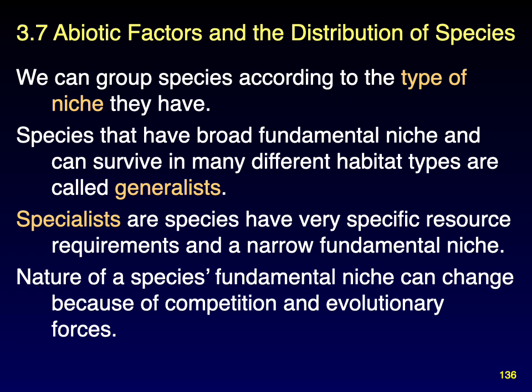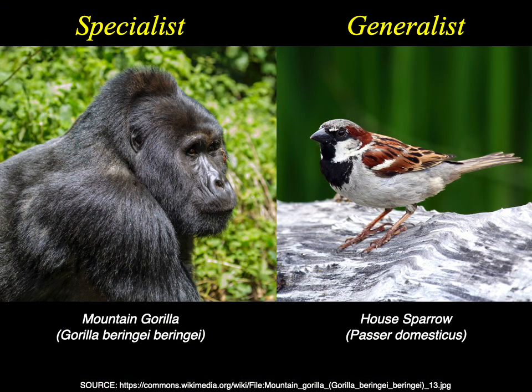Now, the nature of a species' fundamental niche can change because of competition and evolutionary forces. Its requirements could change because of mutations, producing new adaptations, allowing it to expand its fundamental niche under some conditions. So these photographs give us an example of a specialist. The mountain gorilla is only found in a small part of Africa, while house sparrows are generalists found almost everywhere. They originally came from, I believe, Europe or Asia, and now they're in North America all over the place.